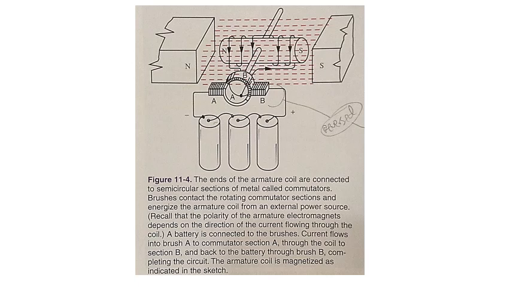Recall that the polarity of the armature electromagnets depends on the direction of the current flowing through the coil. A battery is connected to the brushes. Current flows into brush A to commutator section A, through the coil to section B, and back to the battery through brush B, completing the circuit. The armature coil is magnetized as indicated in the sketch.